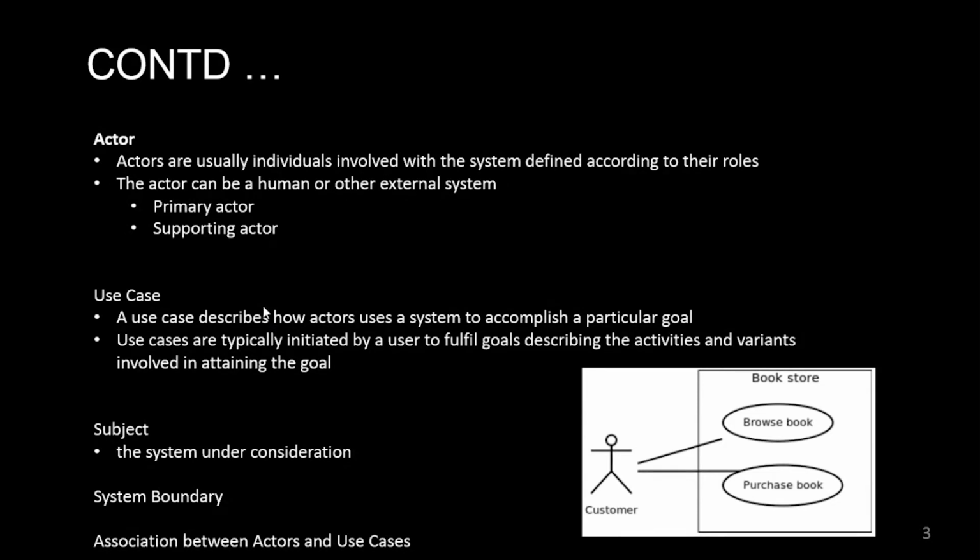In an ATM system, withdrawing cash is your functionality, which is a goal of that actor, of a customer, of a user. So therefore, withdraw cash is your use case. Then in this particular example, you can see browse book and purchase book are some of the functionalities which are performed by the user. So those are also types of use cases.